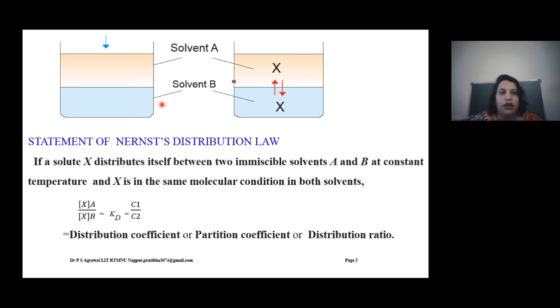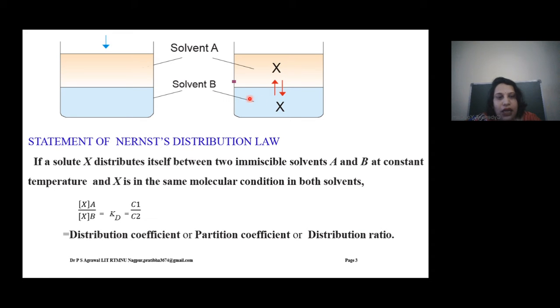Now, if we take two immiscible solvents, suppose solvent A and solvent B, these are two immiscible solvents. If we take this in a beaker, they form separate layers. When any solute X is added, it gets distributed or partitioned. We can call it a distribution or a partition between the two solvents. Molecules of X pass from solvent A to B and simultaneously from B to A, and a dynamic equilibrium will exist between them.